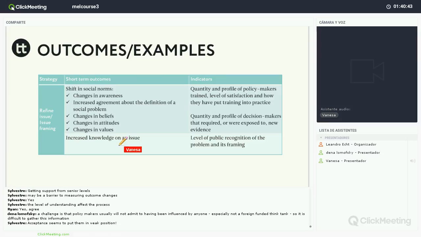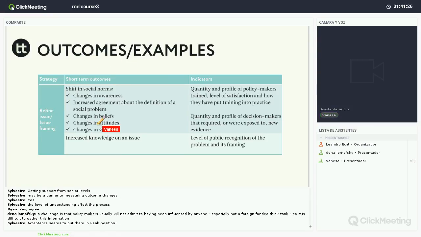So what could be possible outcomes? We want to see that there's increased knowledge on this issue, that people understand the links between how young people are being educated in high school and how that is enabling them to access third level education or to access some types of work. So an indicator could be whether the public is recognizing that there's a link between youth secondary or high school education and access to work. So the outcomes can be also shaped at different levels.